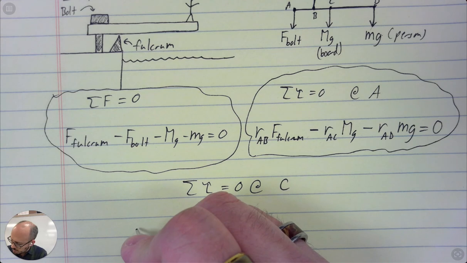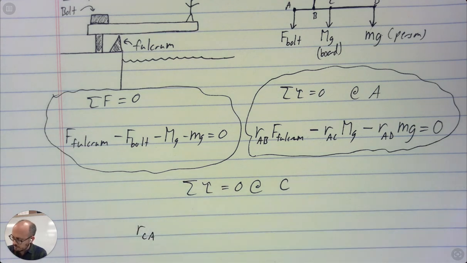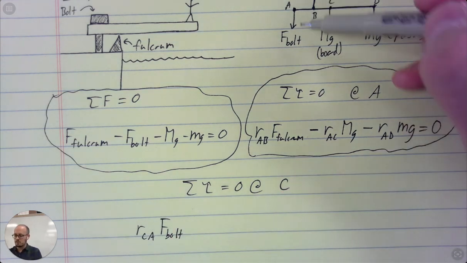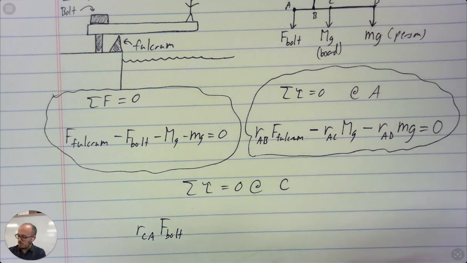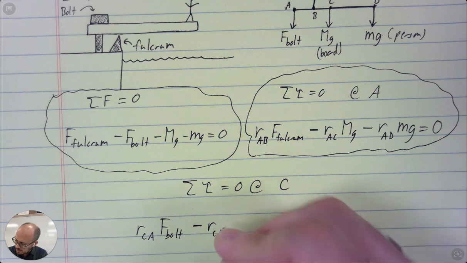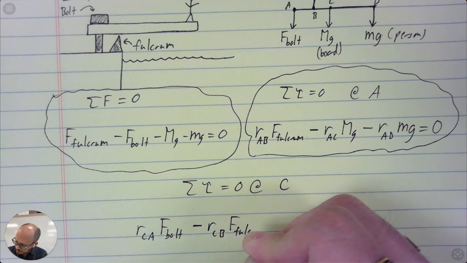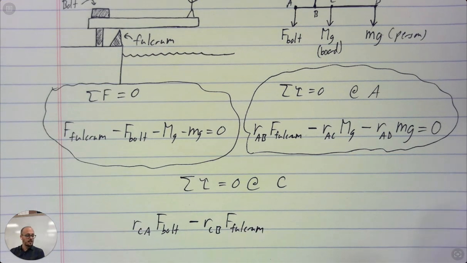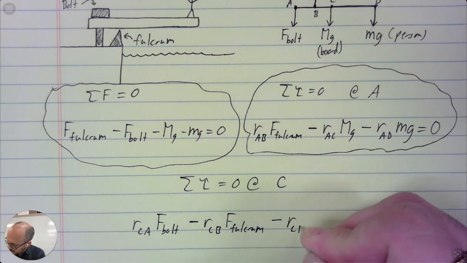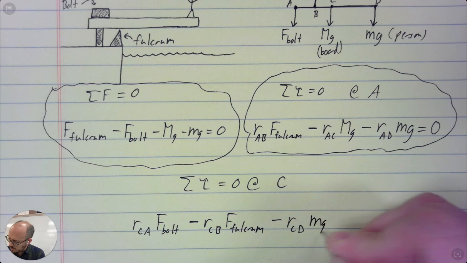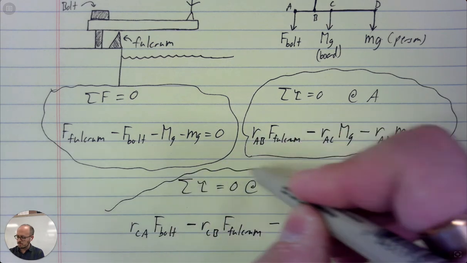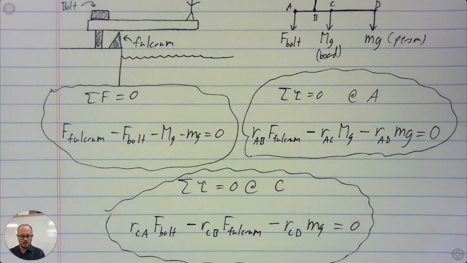So I can write the following equation. The distance between C and A times the force of the bolt, and that's going to be the torque due to the bolt. Now, all the other torques identified are negative. So for the fulcrum, the distance from C to B times the force of the fulcrum is negative. And then for the weight of the person, R from C to D times mg, and all that equals 0.